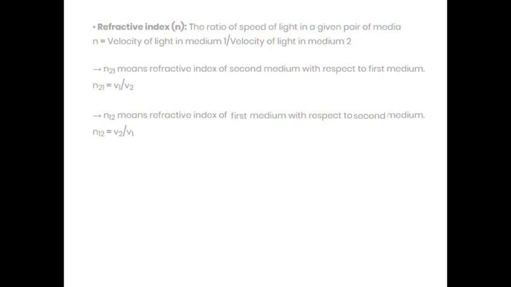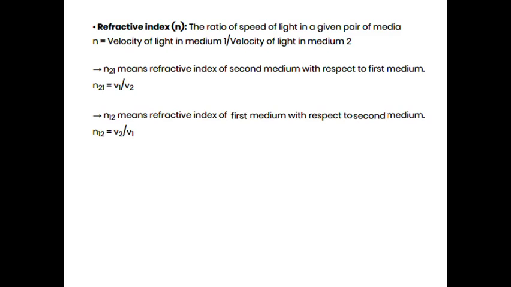Next slide, we have refractive index, another formula, another definition. Ratio of speed of light in given pair of media. That means you have two different mediums, that is not vacuum. Like I'll give an example, if light is passing from glass to water, water to glass, here we are not using vacuum, thus it will be another refractive index definition, that we have taken two different velocities v1 and v2.